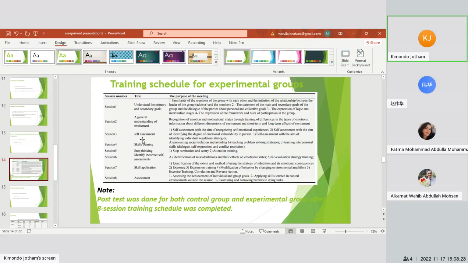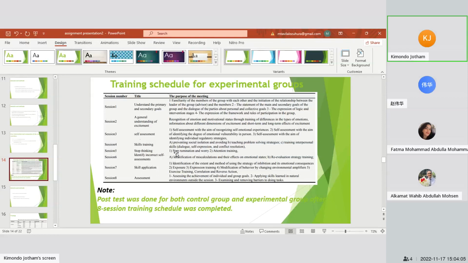also in the third session, self-assessment. In this self-assessment, the aim was for the subject to recognize his self-emotion experience. The aim also was to recognize his degree of emotions, and also to identify individual regulatory strategies, how the subject can regulate his emotions. Okay, so also skills training was given, and stop thinking training also was given.